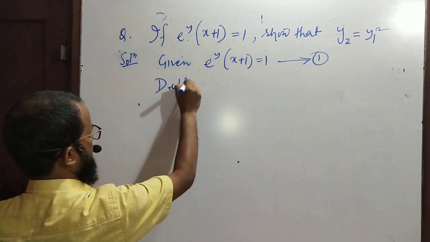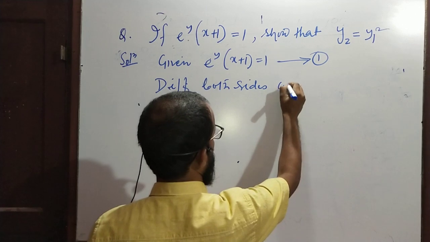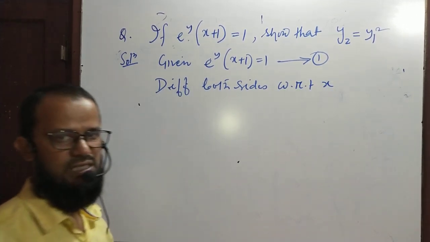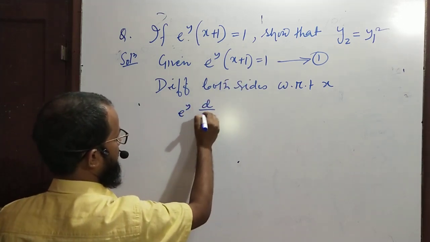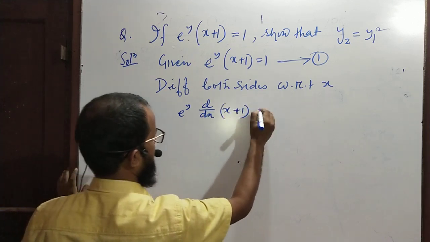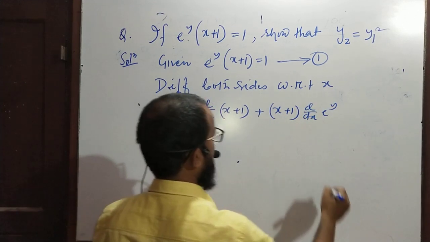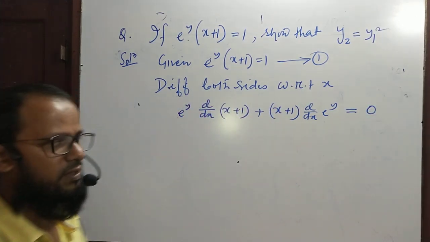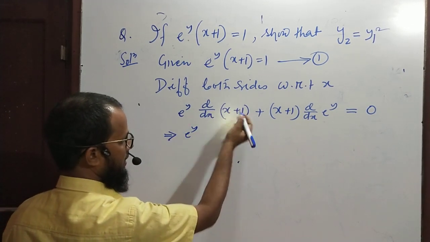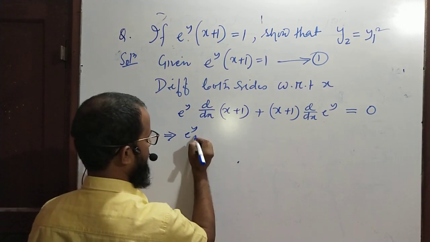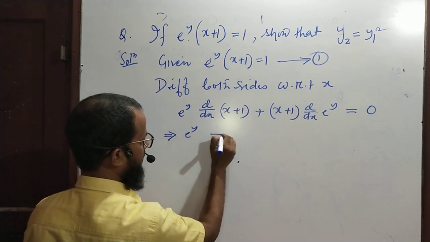Differentiating both sides with respect to x. So e to the power y into d dx of x plus 1, plus x plus 1 into d dx of e to the power y, and the right hand side is 1, derivative of a constant is 0. So you are getting e to the power y, and d dx of x is 1, and d dx of 1 is 0. So 1 plus 0 is 1, and multiplied with e to the power y, e to the power y into 1 is equal to e to the power y.